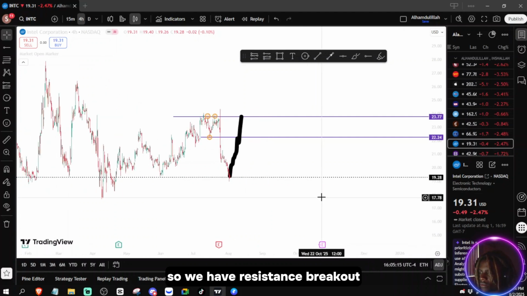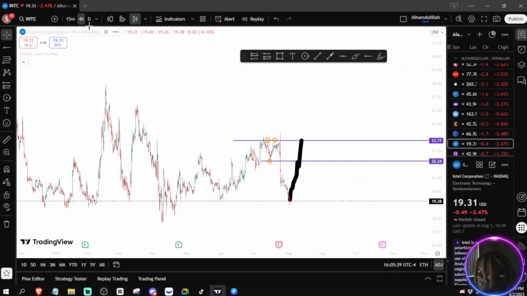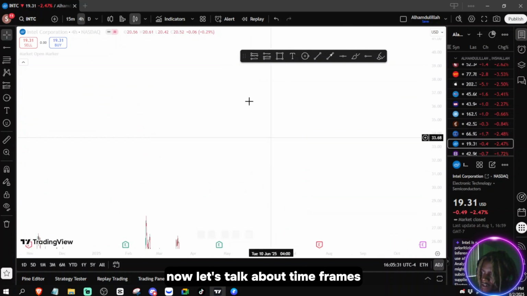Okay, so we have resistance breakout, support and validation, and break and retest, where resistance is broken and then turned into support. Okay, those are three models that are profitable to me. Now, let's talk about time frames.